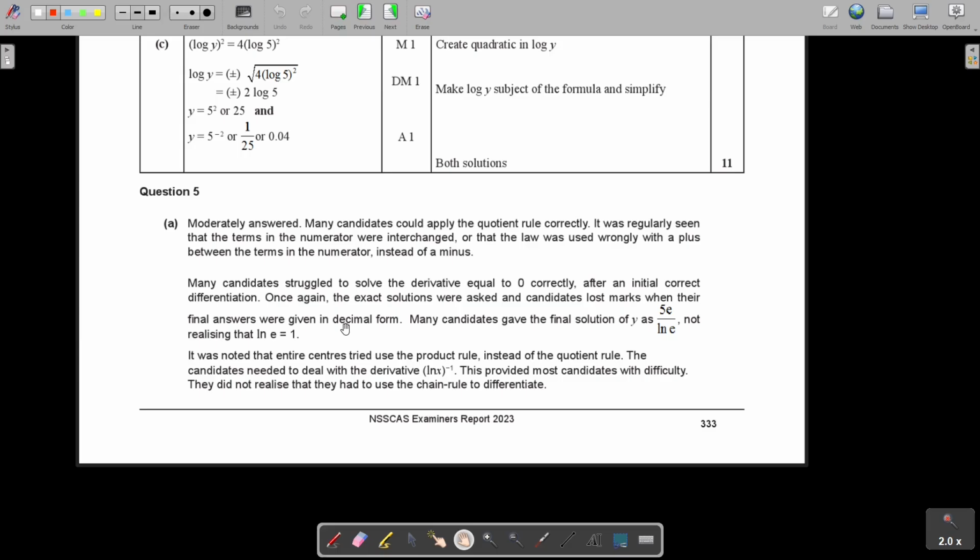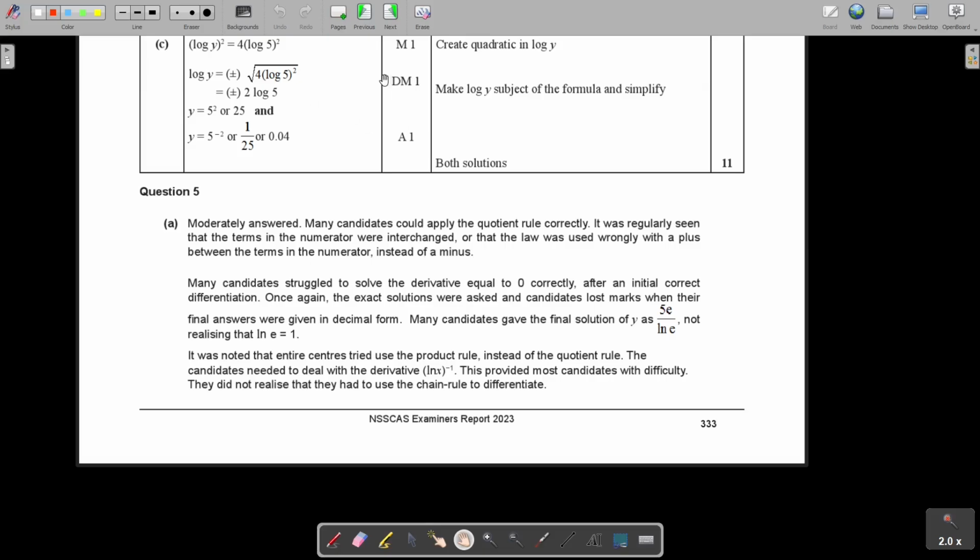So exact, leave it. It's almost like without a calculator. Many candidates gave the final solution as that and did not realize that ln e is 1. So remember that the base of ln is e, and that's why it becomes 1. It was noted that some candidates tried to use the product rule instead of the quotient rule. Some candidates needed to deal with the derivatives. This provided most candidates with difficulty. They did not realize that they had to use the chain rule to differentiate.